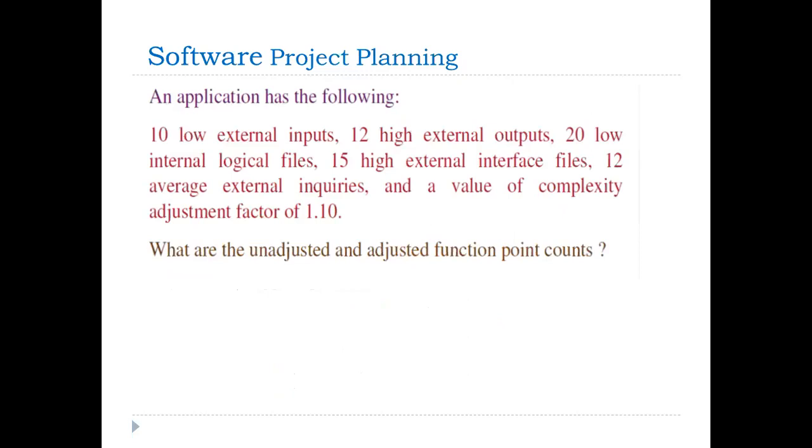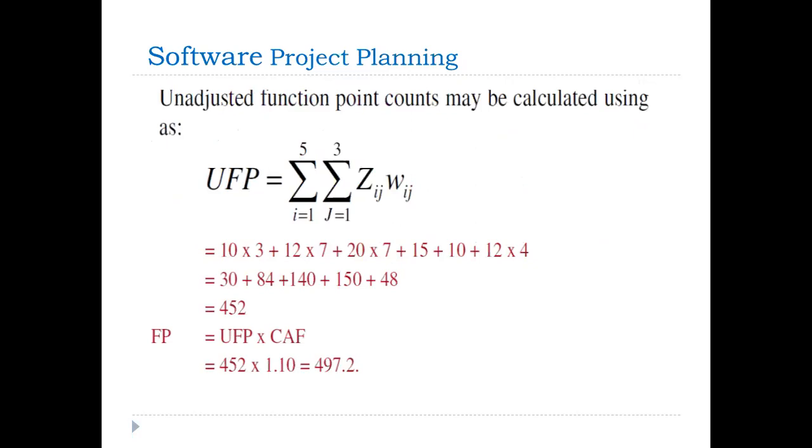Another example of again how we are calculating the function point. In this example, they are describing 10 low external input, 12 high external output, 20 low internal logical files, 15 high external interface files, 12 average external inquiries, and value of complexity adjustment factor. Here they do not define anything else. They directly defined the CAF value as 1.10. So we need to calculate the value of UFP. How are we calculating the value of UFP?